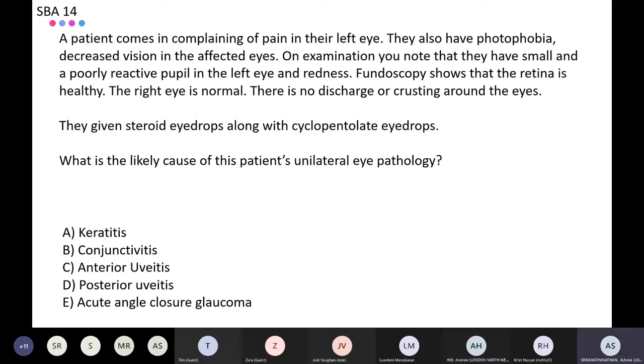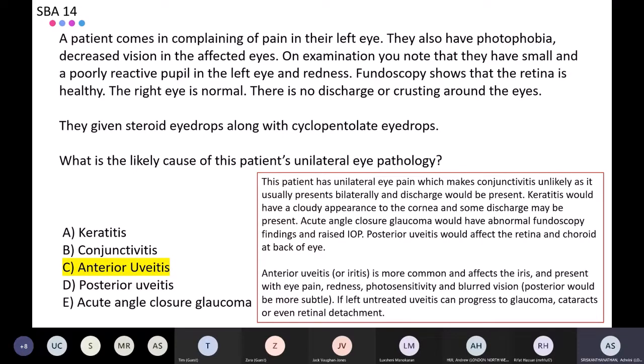About 5 more seconds. Okay, I'm going to close the poll now. So, the majority have put down C, which is the correct answer, so well done. So, anterior uveitis usually presents unilaterally, which rules out conjunctivitis. And with conjunctivitis, you're likely to get discharge, and it's bilateral because you end up with infection in both eyes eventually.